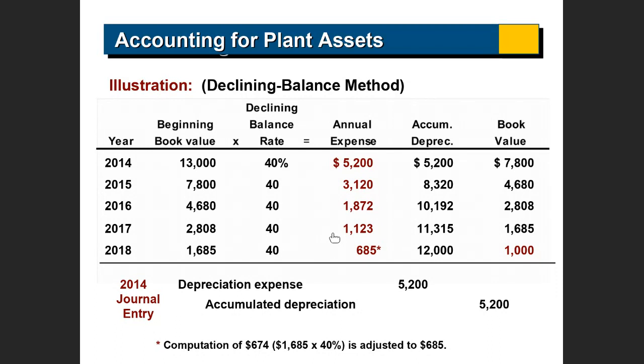For example, if you have a 5-year asset, it's 100% in 5 years. 20% is going to be in the first year. If you have a 10-year asset, it will be 10% in the first year. That means double declining is going to be 20%. Does that make sense? Okay. Mr. Mohammed, you had a question?